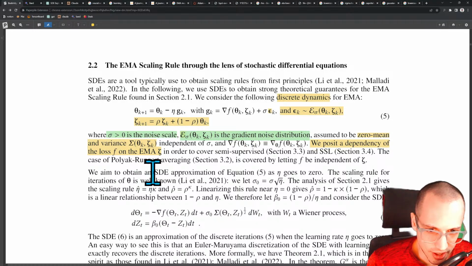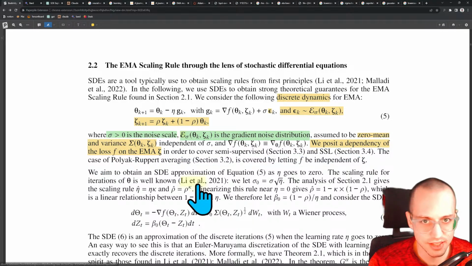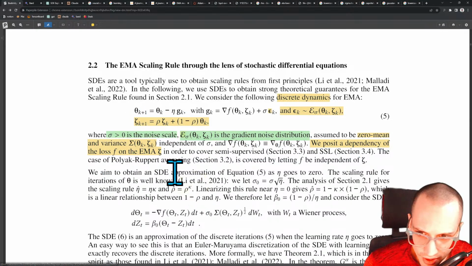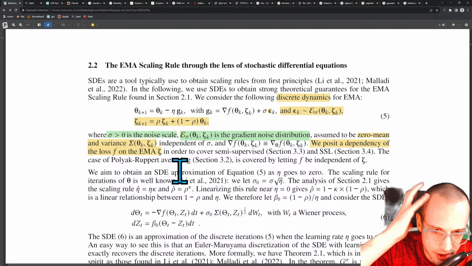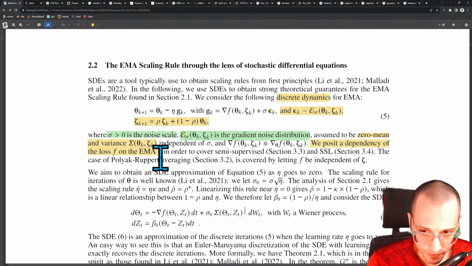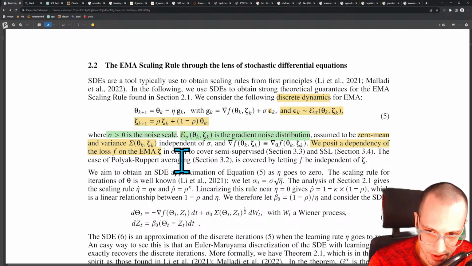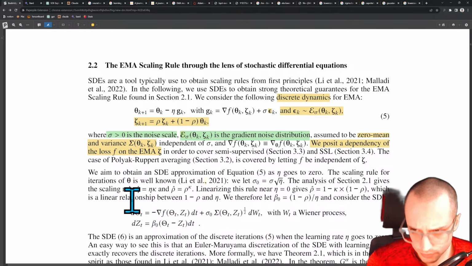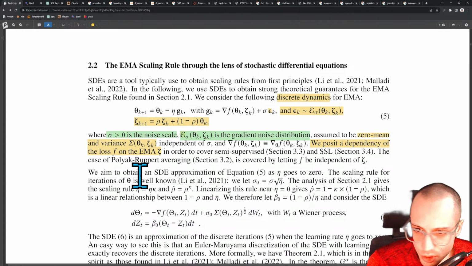To me, the only important thing is the concept, not necessarily the fact that one dude named Polyak-Ruppert decided that this type of averaging is going to be his type of average, right? I don't want to waste the limited representational capacity of my brain on storing this guy's name. You know, like, forget that. So I'm just going to assume that Polyak-Ruppert averaging is basically just a type of EMA. Okay. We aim to obtain an SDE approximation of equation 5 as eta goes to 0.